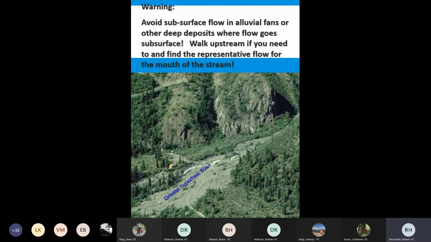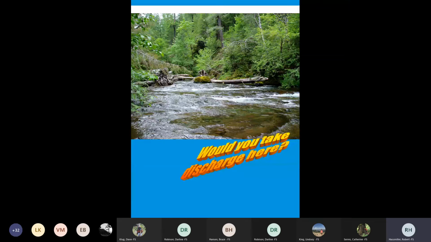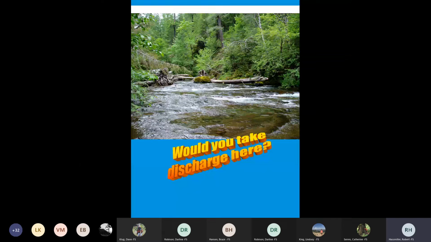All right, here we have these little turbulent pockets, and then it looks like we have some smooth, non-turbulent water. So could we take a discharge in here? Absolutely. Really take the time to find a nice transect across there to take that measurement.